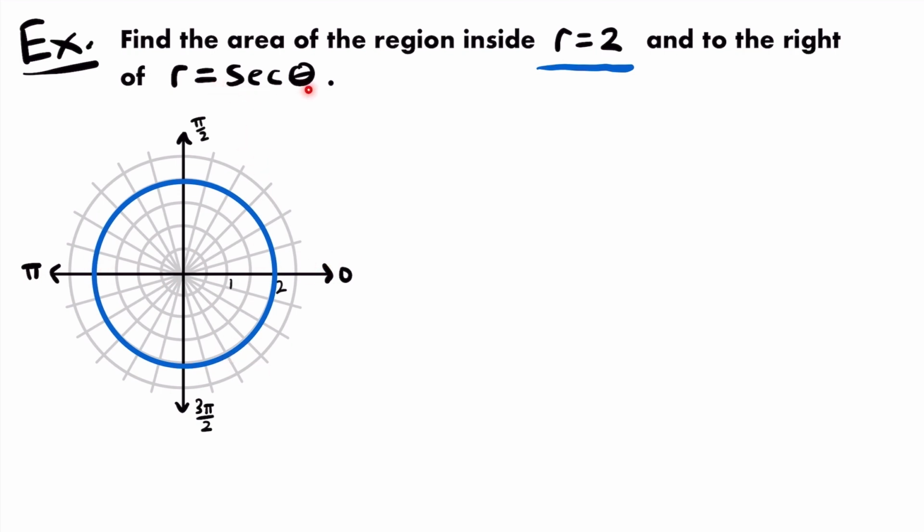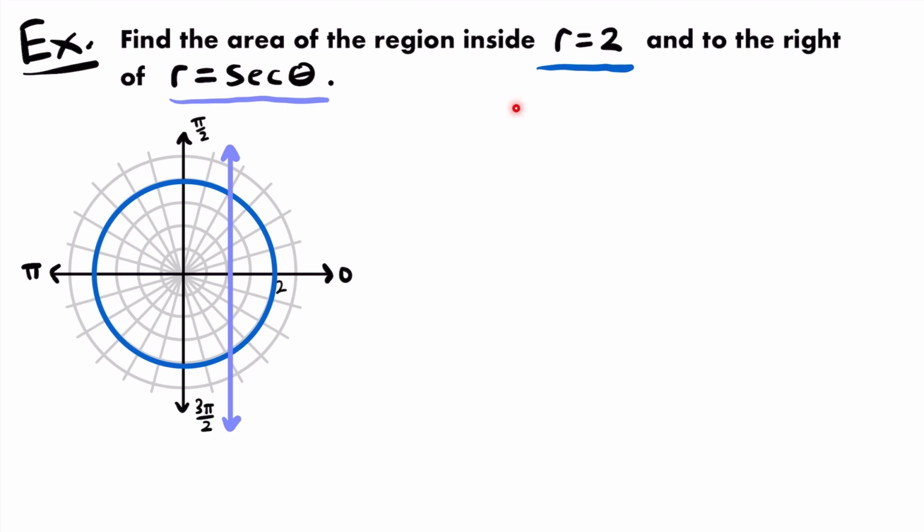If we had negative secant theta, then we would be on the left side. But since we have positive secant theta, we are going to be crossing through a radius of 1 on the right side of this vertical axis. So r equals secant theta will look like this. This is the vertical line that is represented by r equals secant theta.